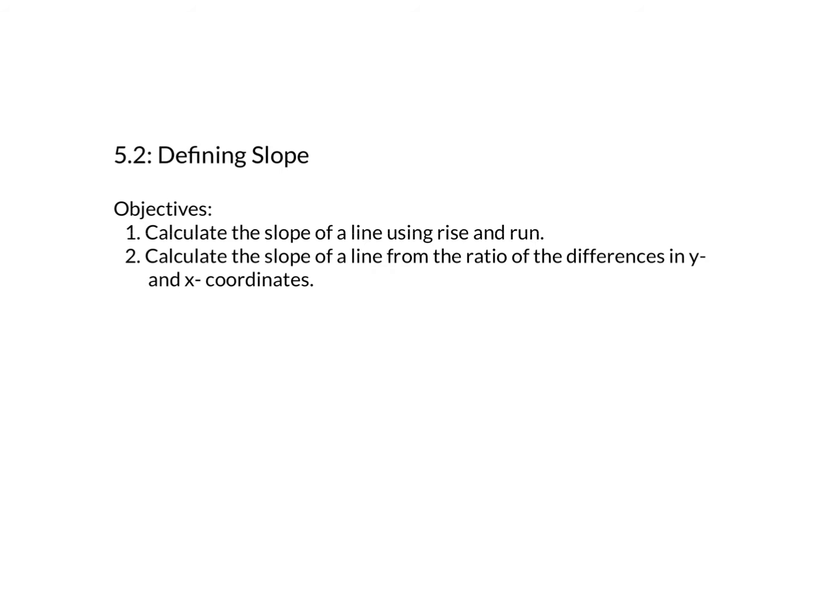Section 5.2 deals with defining slope. We're going to have two learning targets for today. We want to be able to calculate the slope of a line using rise and run. And second, we're going to calculate the slope of a line from the ratio and the differences of the y and x coordinates. There's a much easier way to say this. We're going to use the formula. There's a formula that helps us find slope.